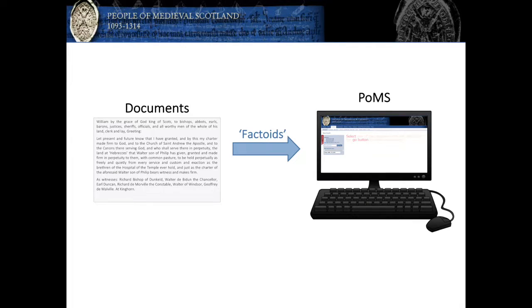So, to sum up, pieces of information called factoids have been extracted directly from documents and fed into PoMS. The database allows you to conduct simple and complex searches of these different factoids and view them as different types of profile.